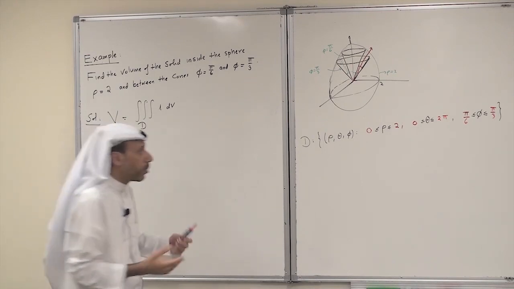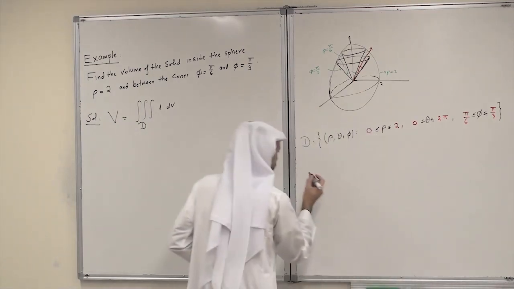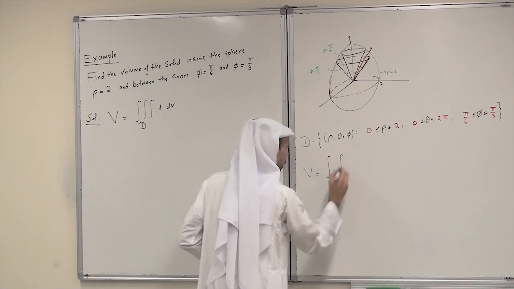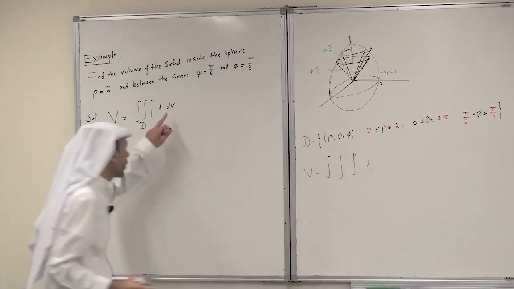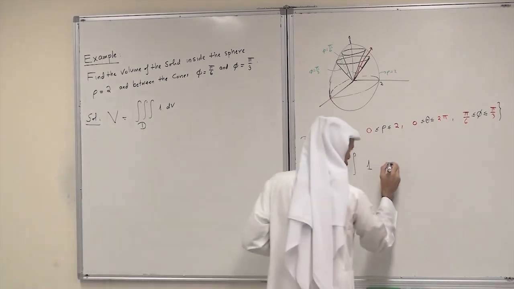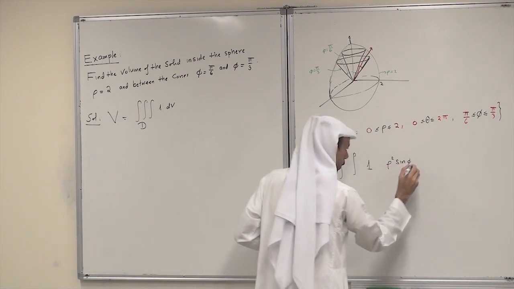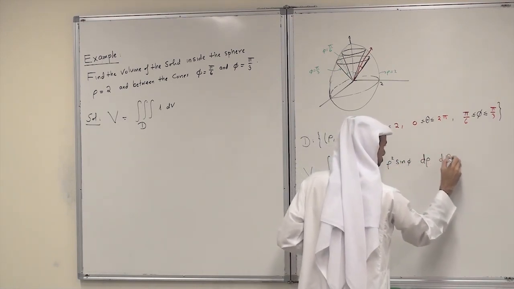Now once we know the limits, just substitute here. So the volume will be the triple integral of 1 dV. The dV factor is rho squared sine phi. The order is d rho, then d theta, then d phi.